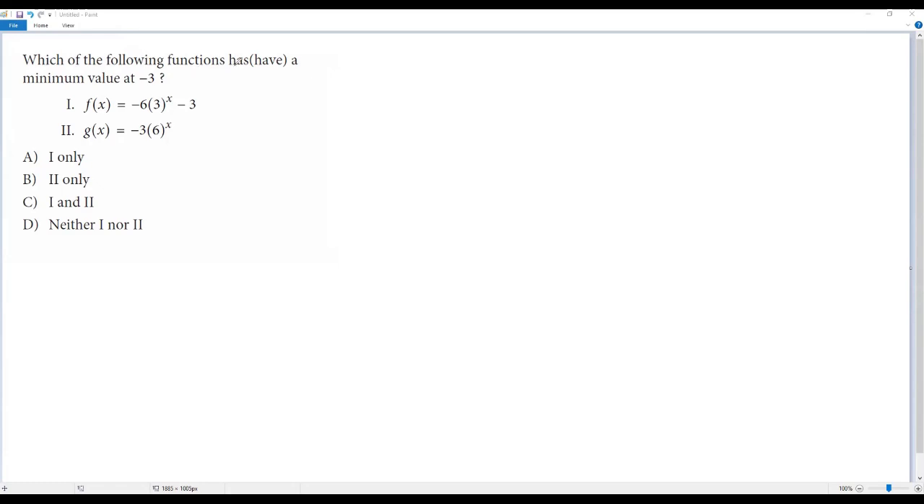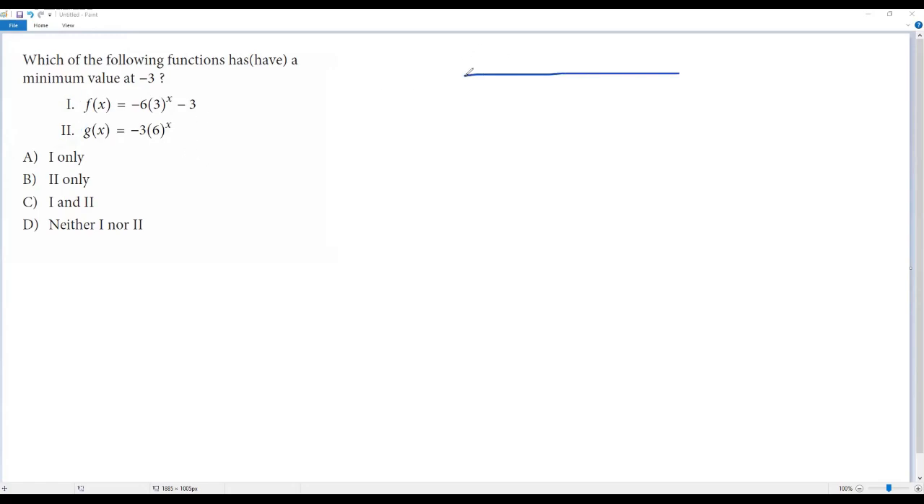Which of the following functions has or have a minimum value at -3? Here we have two functions, f of x and g of x, and we don't have a domain for both the functions, that is the values of x. Since we don't have a domain, we can consider all real values for x in both the functions.